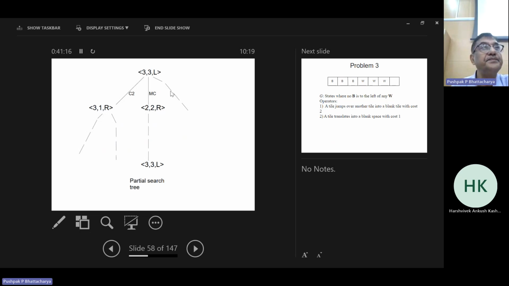Can you apply M2 to missionaries? It will violate the constraint of the problem. Okay. Can you apply M1? Violates the problem. Can you apply C1? Why not? Why is C1 not useful? You have to again come back. Okay, somebody has to bring the boat back.